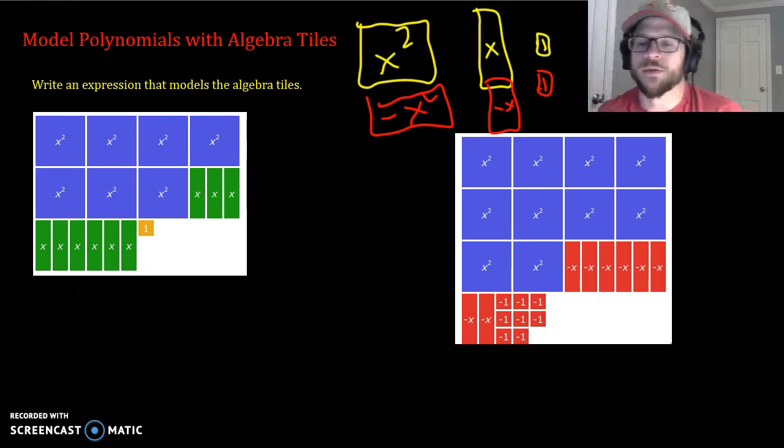So all that we have to do is look at the algebra tiles that are presented in front of us, group them, and number how many groups of those things there are, and combine them into one single expression.